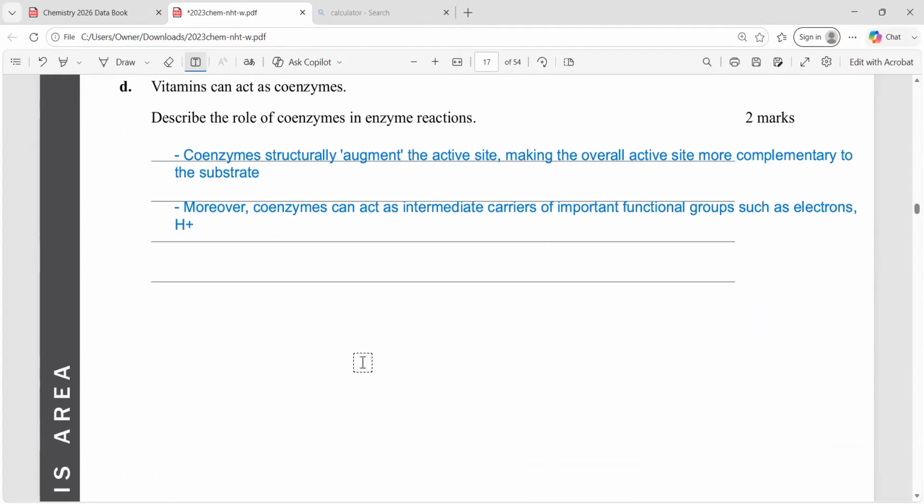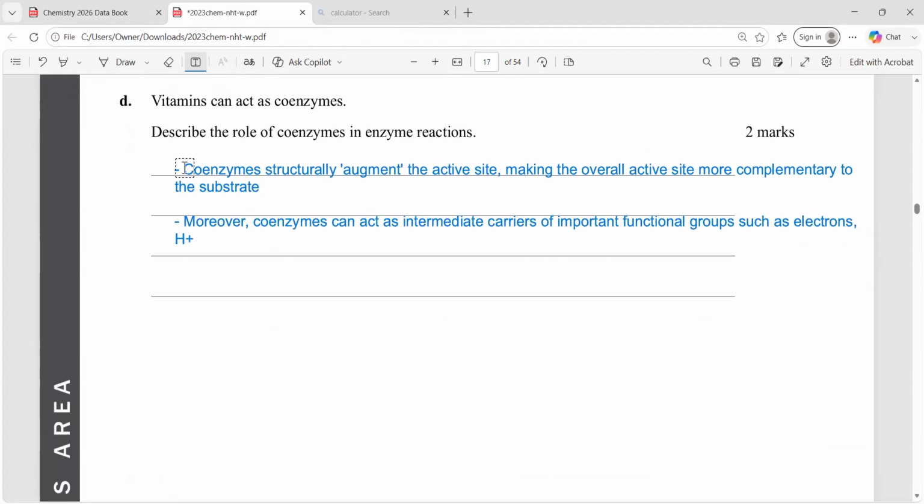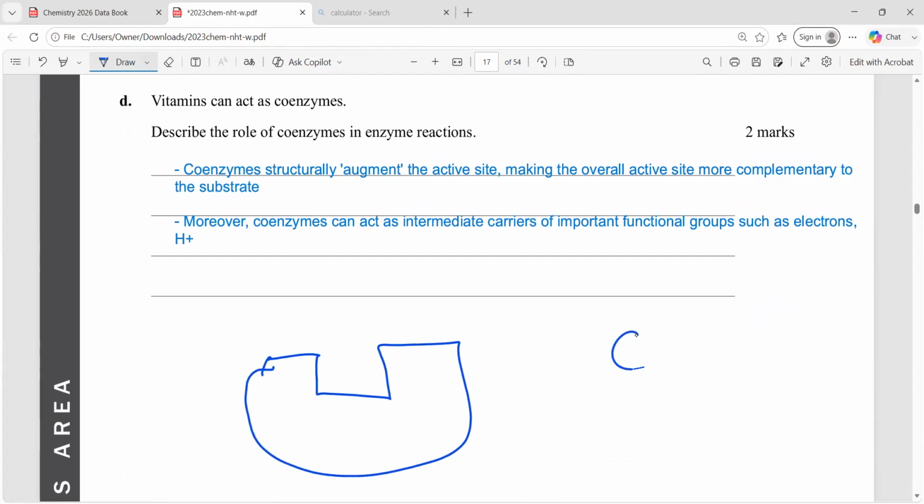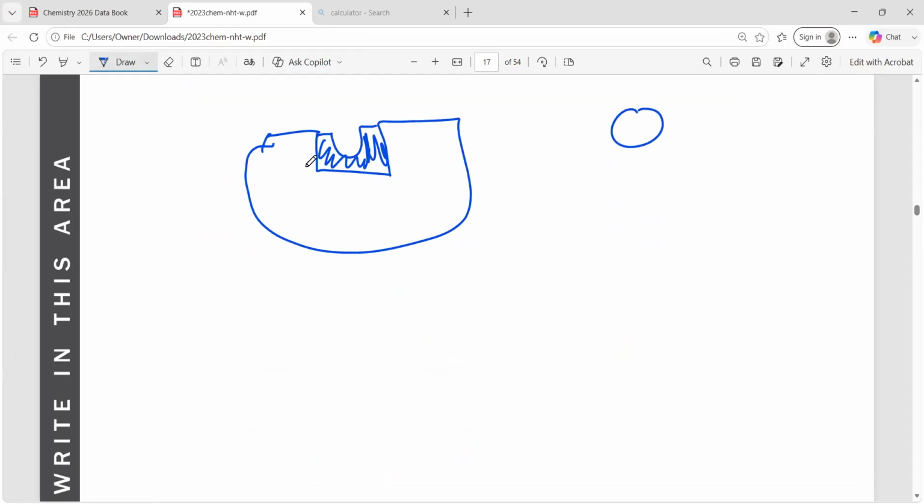Cool. So basically, what I've discussed here is the structural aspect of coenzymes and the chemical aspect of it. If anyone doesn't know what I mean by coenzyme structurally augmenting the active site, basically, what that means is if I have an active site like this, right, but my substrate is this, basically what a coenzyme does is it basically attaches itself. So that is what we call the coenzyme. So now the active site looks more complementary to the substrate, and therefore the reaction can actually go ahead. So without the coenzymes actually there, it's actually very difficult for the reactions to go ahead.